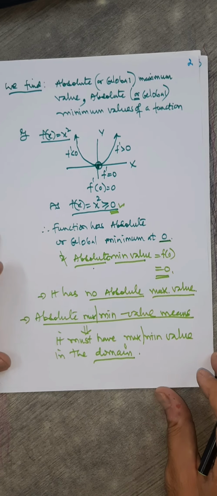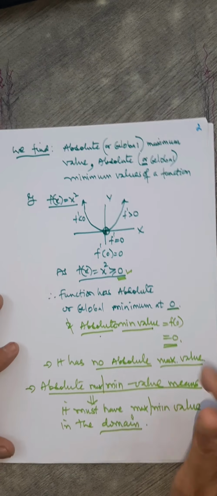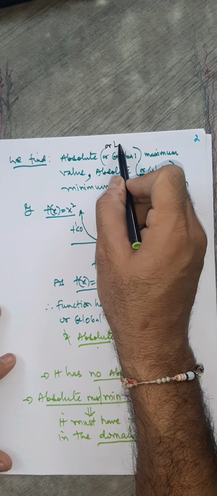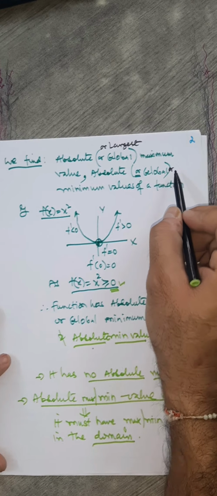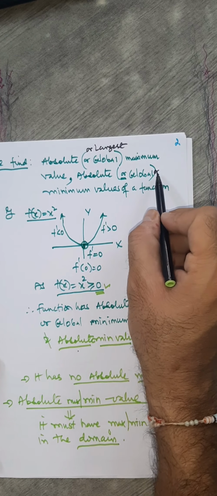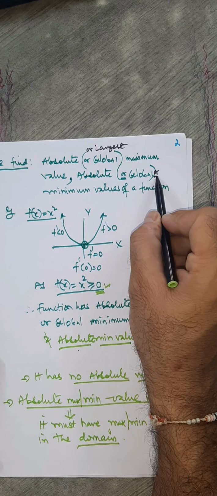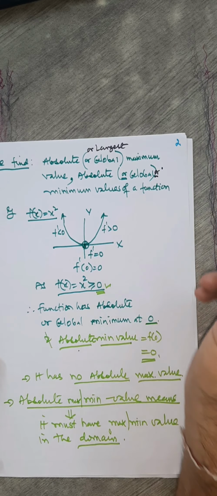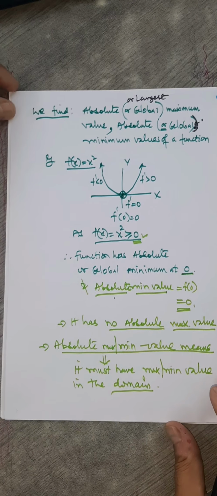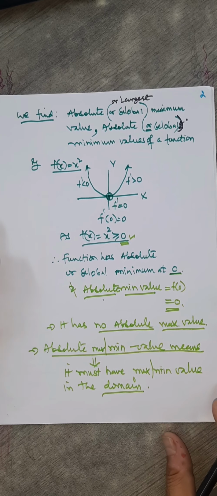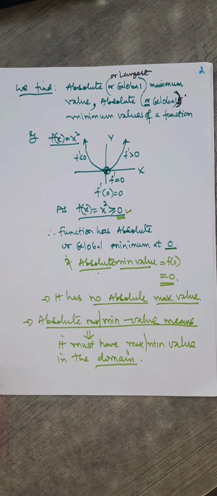Absolute or global or the largest. Sometimes this word largest is also used here. Largest, global or the largest here. And here sometimes absolute, or you can write global or the least value of the function. Sometimes here largest or the least value of the function. Okay.